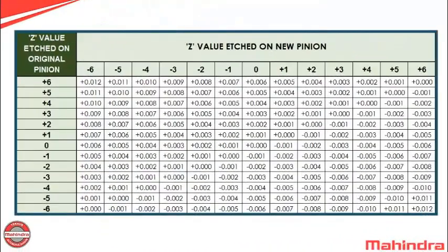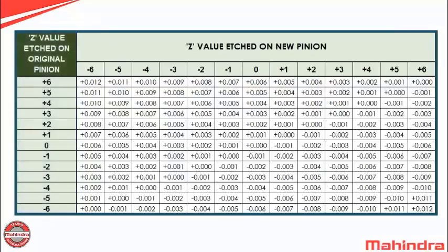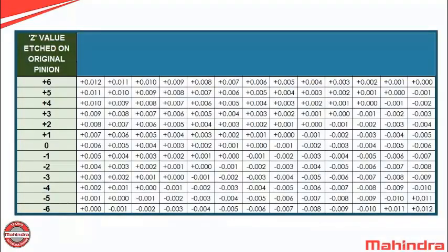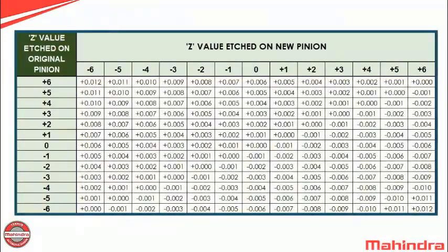The exact values are provided in a standard chart. This is a pinion height adjustment chart. The Z values etched on the original pinion are provided to the left side. The Z values etched on the new pinions are provided on the top. And these are shim sizes to be adjusted in the original shim pack.